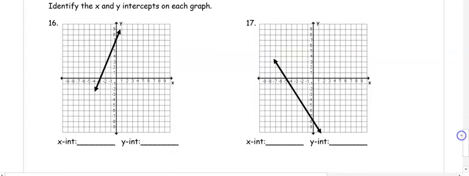In 16 and 17, they're already graphed for us. So to find the x-intercept is where it's crossing the x-axis at negative 3, 0. The y-intercept is 0, 7. For 17, our x-intercept is negative 5, 0. Our y-intercept is 0, negative 8.